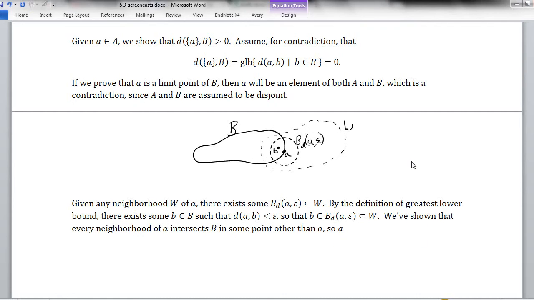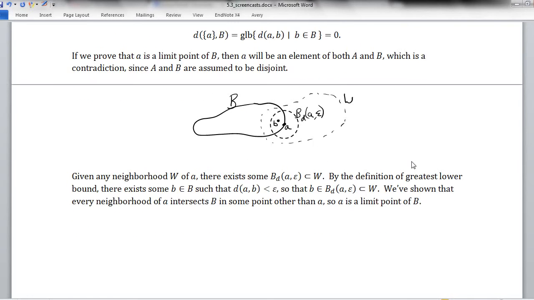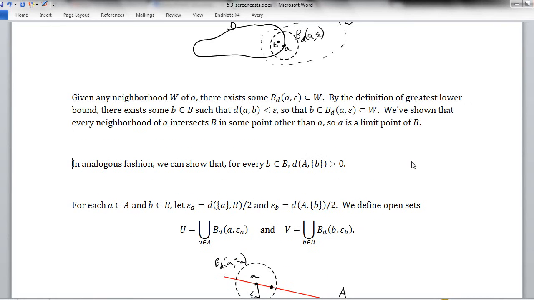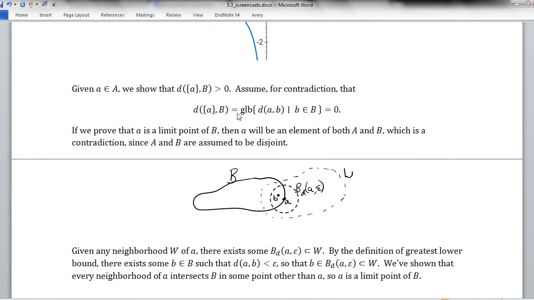So that's what it means for A to be a limit point of the set B. Good. Next, bring this up here. So, okay, what did we show? We showed that the distance from the single point set A to set B is positive.